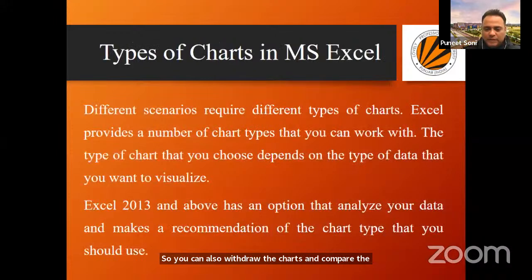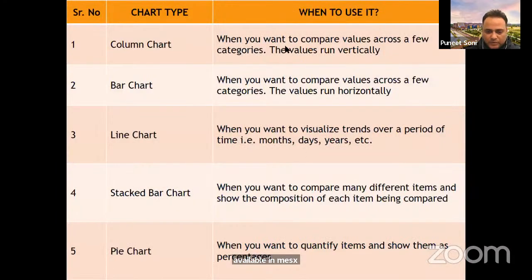So what are the different types of charts which are available in MS Excel? We'll move further and discuss the types of charts. First is the column chart, which is used when we want to compare the values across a few categories, which runs vertically, okay? And the bar chart is the same, where we want to compare the values across a few categories, but it runs horizontally.